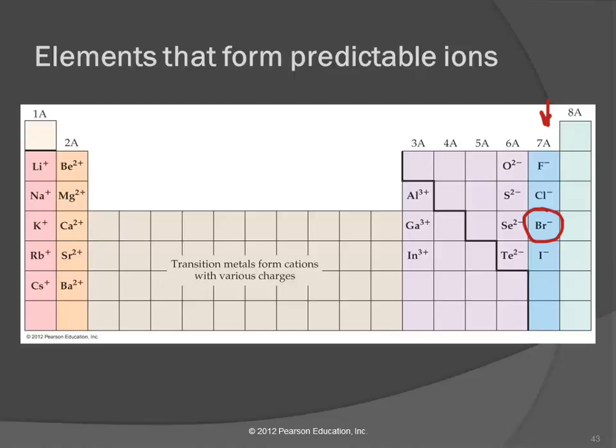Something like oxygen is in group 6A. Oxygen has 6 valence electrons. If it gains 2 electrons, then it gets 8. So that's why oxygen is 2 minus.